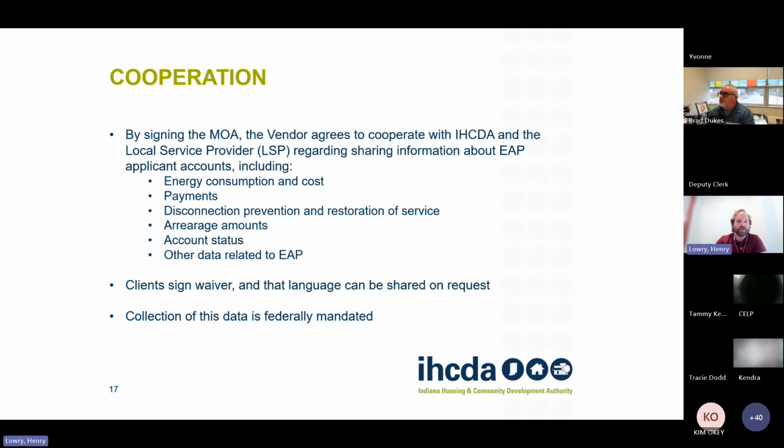Okay, here's another question we received. This was in our agreement, in our MOA that we just signed. By signing the MOA, the vendor agrees to cooperate with IHCDA and our local service providers regarding the sharing of information about EAP applicants. That includes energy consumption and cost, payments, disconnect prevention and restoration of service, arrearage amounts, account status, and other data related to EAP. Clients sign a waiver every time they fill out an application.